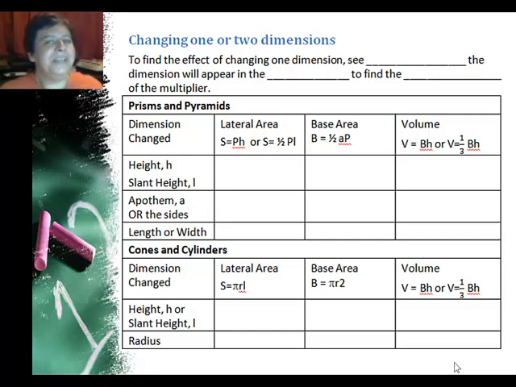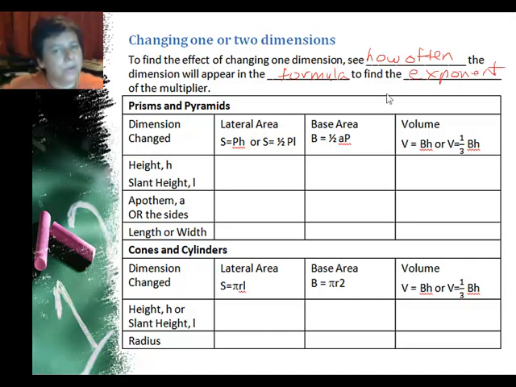Okay, now this one gets a bit trickier. There are going to be some instances where I'm going to tell you it's just better to go ahead and do the calculation, and some instances where it's much easier to just go ahead and use a factor. So let's try and be clear. To find the effect of changing one dimension, see how often the dimension will appear in the formula, to find the exponent.